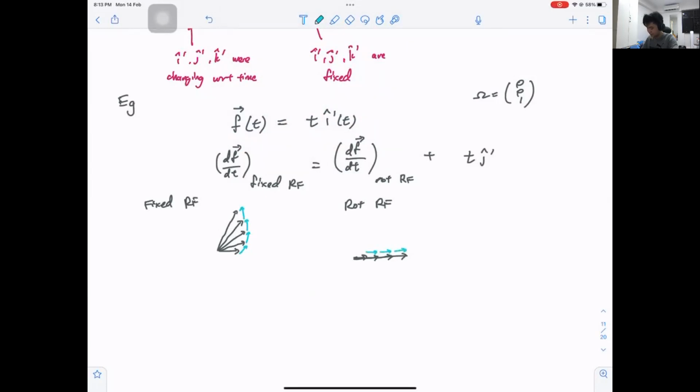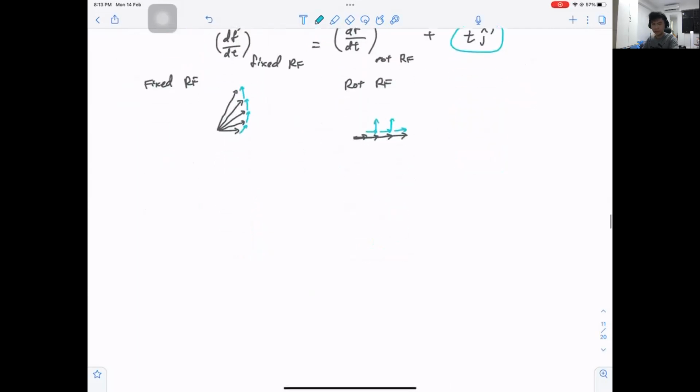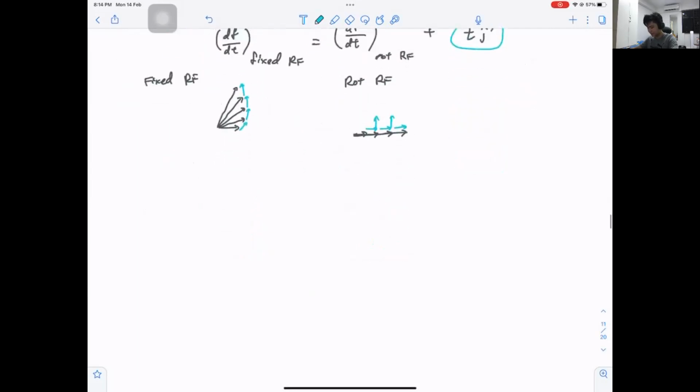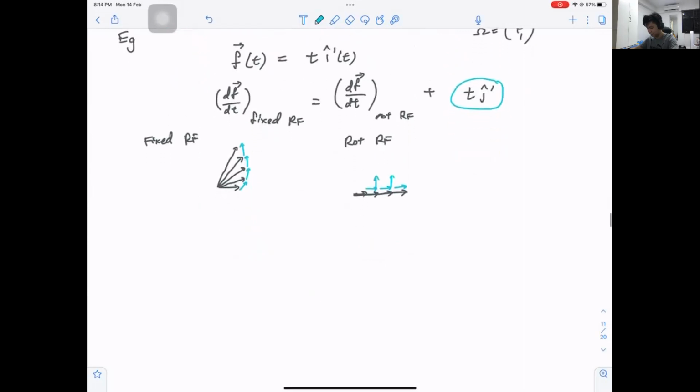And that's where the t j hat prime comes in. The t j hat prime will provide, in a sense, the additional change upwards. That will give you this kind of sloping, rotating behavior. Whereas in the rotating reference frame, you just see a scaling. Okay, so that's me trying my best to explain the difference between the fixed reference frame and the rotating reference frame.